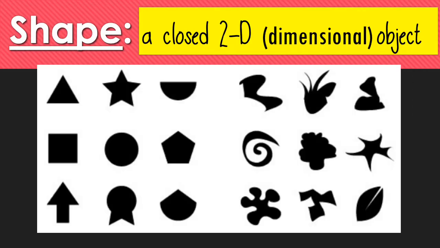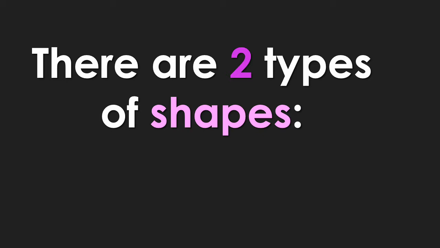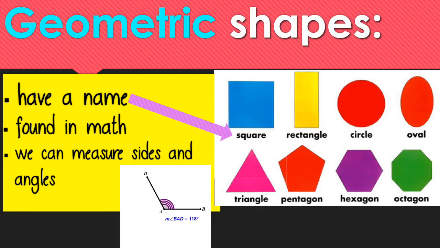The next element is shape, which is a closed two-dimensional object. There are 2 types of shapes that you need to know. The first type of shape is geometric. These shapes have a name, they're found in math, and we can measure their sides and angles. So shapes like triangles or squares or circles. You should be familiar with all of these.